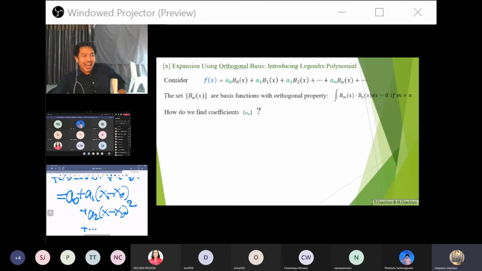I write down this function f of x on the left hand side, and we have this expansion with many terms, b0, b1, b2, and so forth. How do we find the coefficient an using these properties of orthogonality? It's okay, I can give you some time to think about that. Why can't I play it? It's all weird. Are you still with me?